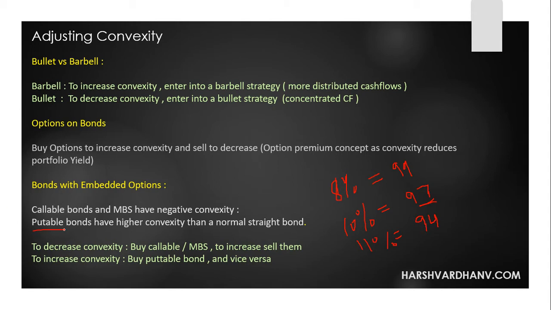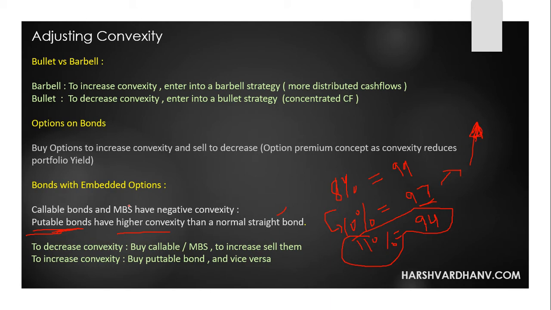So the bondholder buys a puttable bond. And when the interest rate rises to 10%, he will simply put his bond and exit the position. Now, if you see, the downside was protected. Why? Because it was a puttable bond. That is why it has a higher convexity than a normal straight bond. Because of the put, the bond got protected. The downside got protected. That is why it was showing higher convexity.